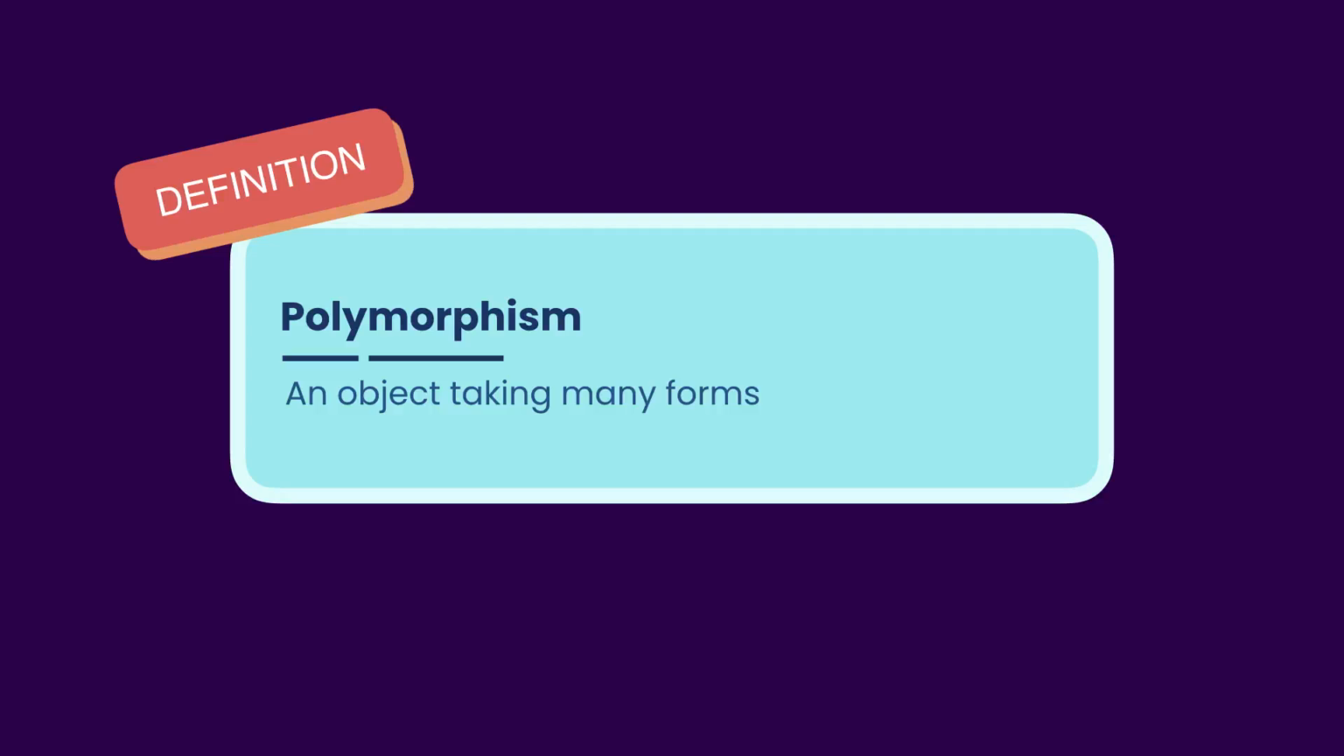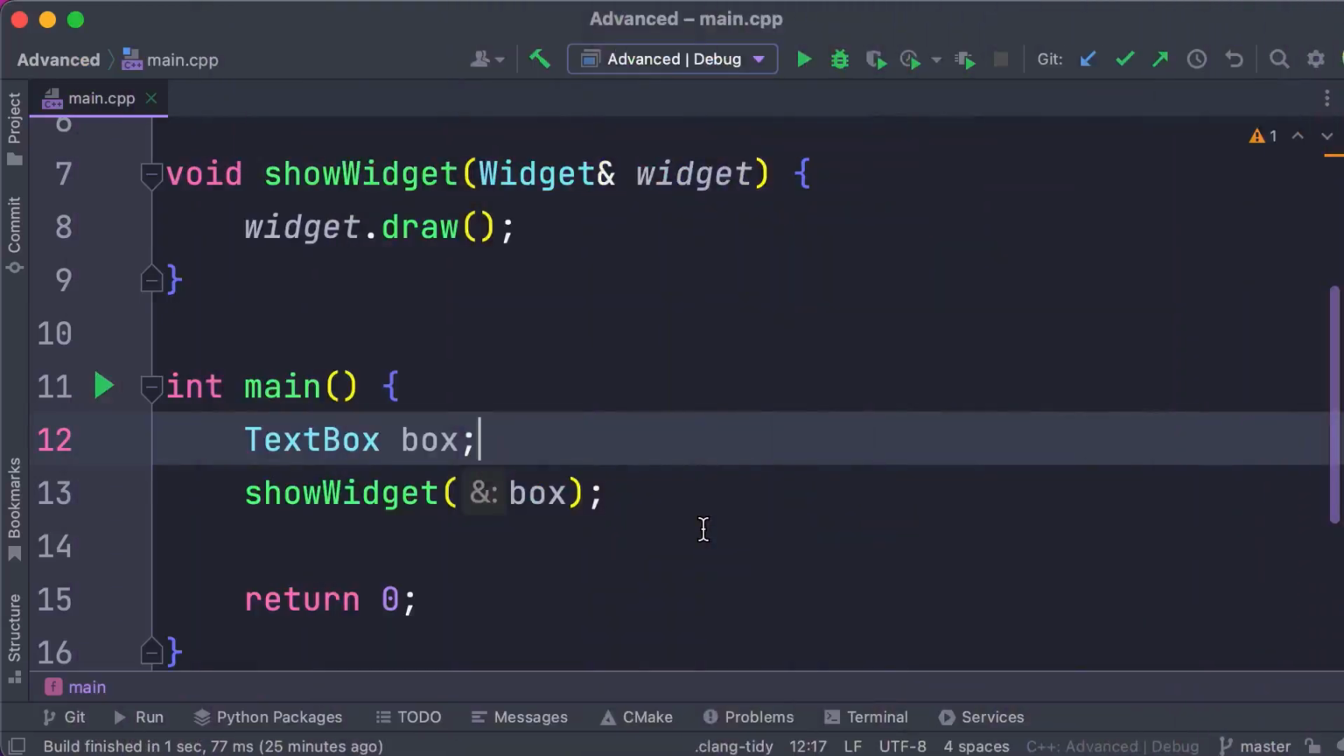This is a very powerful technique. So let's see it in action. So here in our main function, we have a text box. We pass that to the showWidget function. And over here, we draw it on the terminal. Now let's add a new kind of widget, like a checkbox.